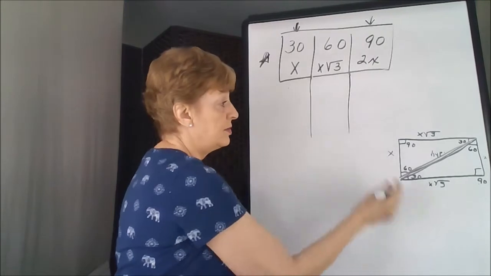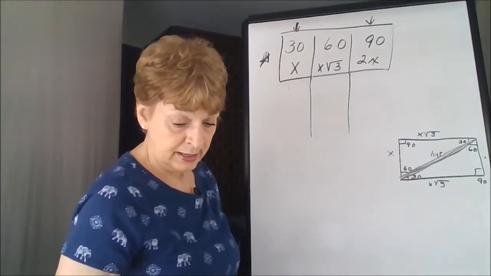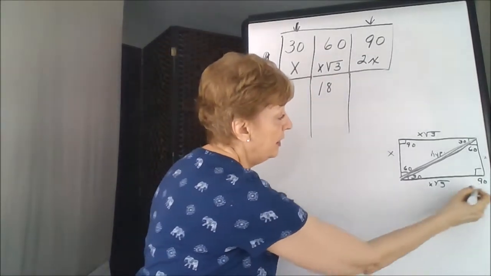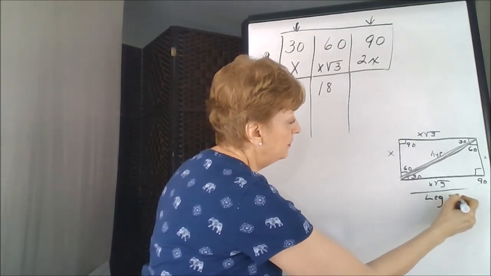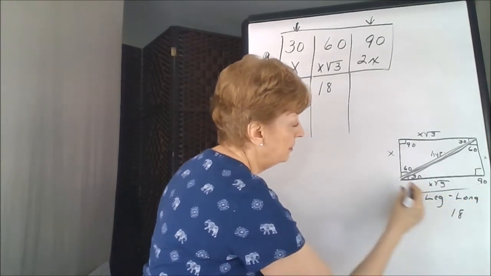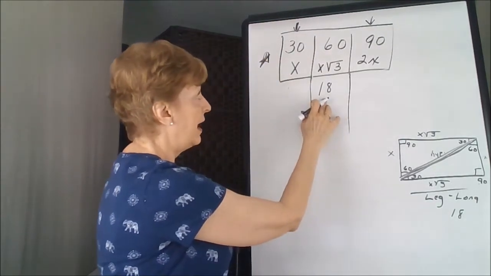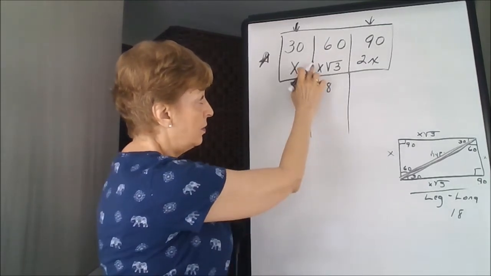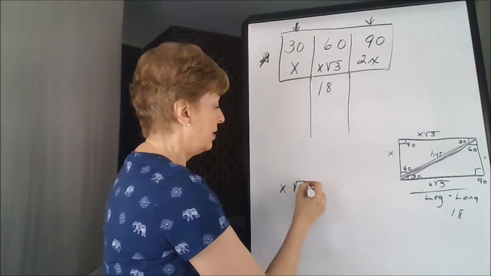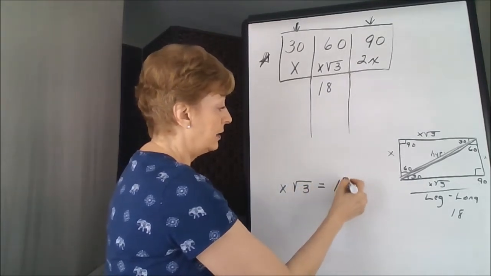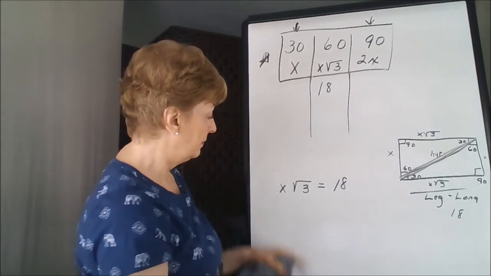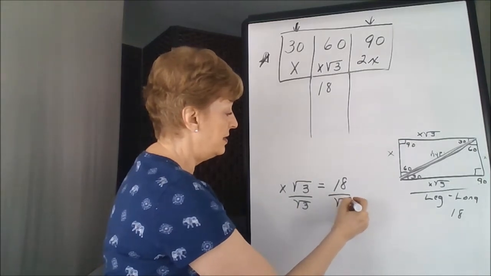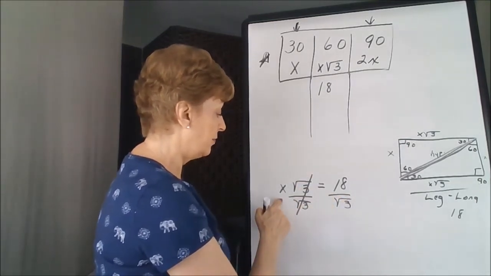Back to our chart, so we could fill in some of those values. Let's say we have 18 here. So our long line, the long leg, would be 18. Now we're going to need to find out what our x and our 2x is going to be. So let's take this equation, x radical 3 is equal to 18, and solve for x. We're going to divide by radical 3 on both sides. That cancels this out. We're left with our x.